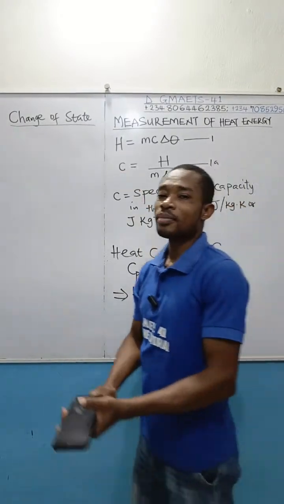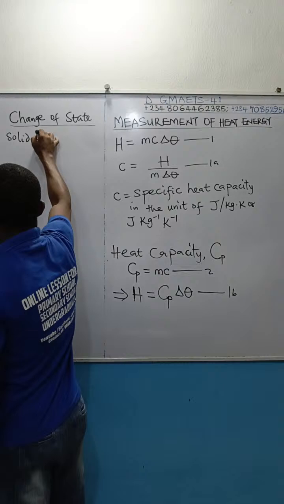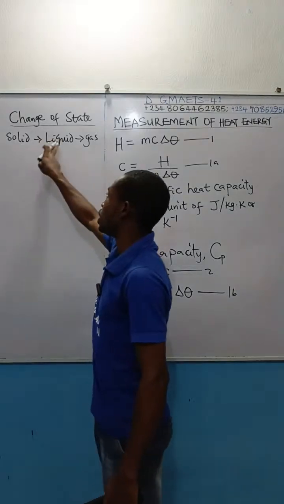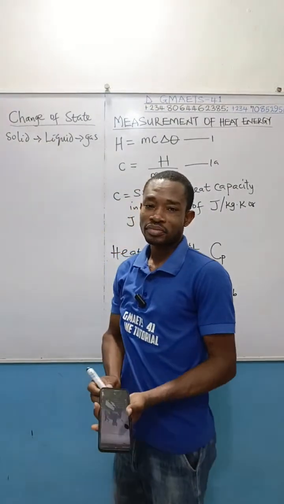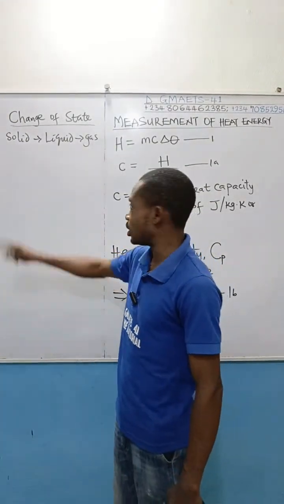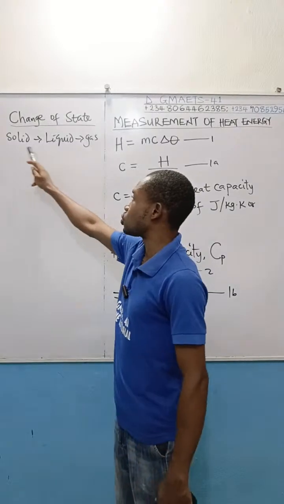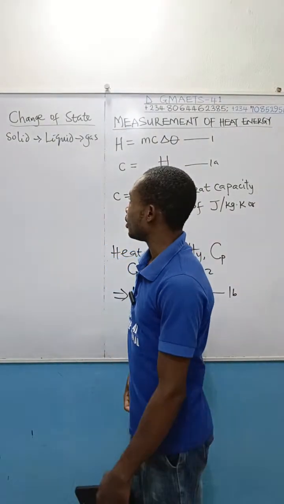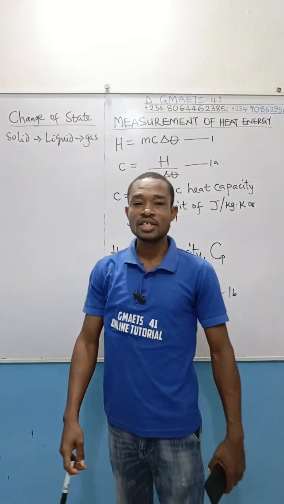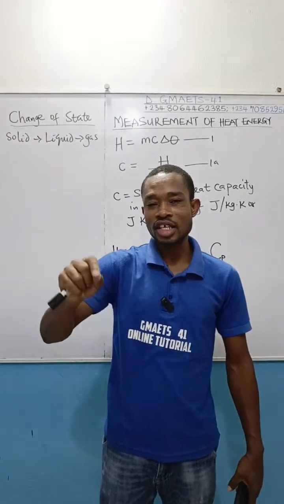Change of state. When you talk about change of state, usually your examiner will want to test you on perhaps solid changing to liquid and then liquid changing to gas. When solid changes to liquid, we refer to that as melting. We can also use the term fusion. Melting or fusion. If liquid is changing back to solid, it is called freezing. Now, if liquid is changing to gas, we call it vaporization or evaporation.